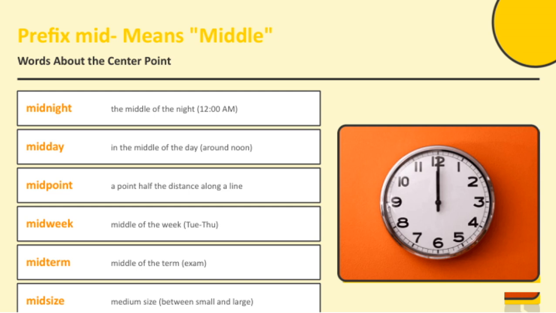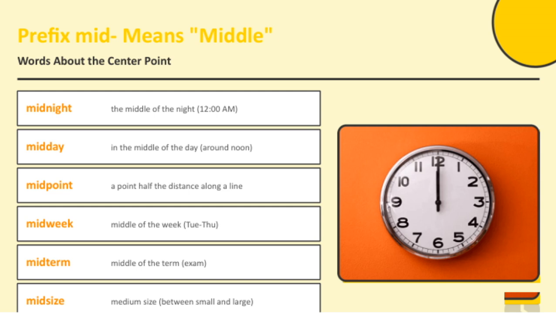When we talk about the middle of the term, like during an exam, we often call that the midterm. This means it's in the middle of the academic period. The same idea applies when we mention midweek, which is the middle of the week, typically Tuesday through Thursday. The word midpoint is used when referring to a specific point that's exactly halfway along a line. Imagine dividing a street or a route into two equal parts.